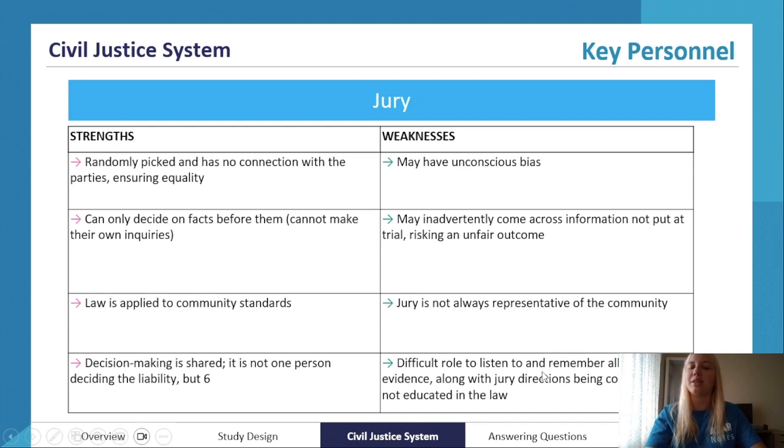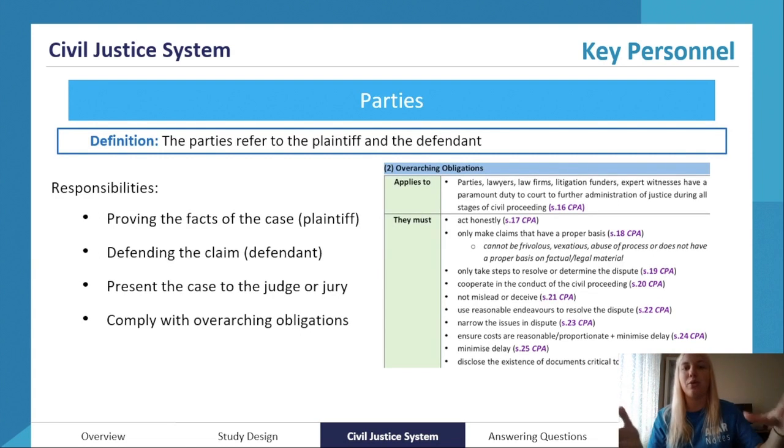And it's a difficult role to listen to, remember all the evidence, and follow complex jury directions. And these people are not educated in the law. They are not legal experts at all. So there's a bit of a risk that comes with that for an incorrect outcome.